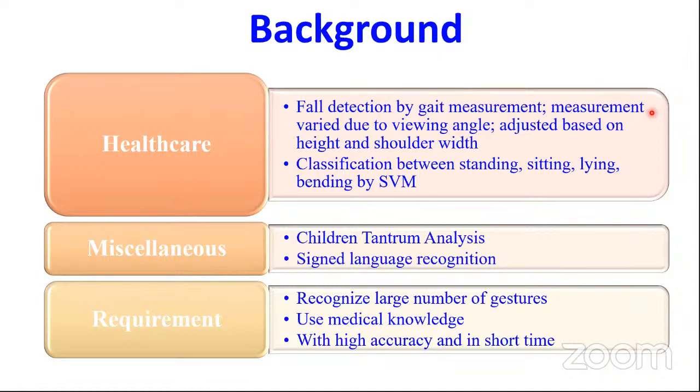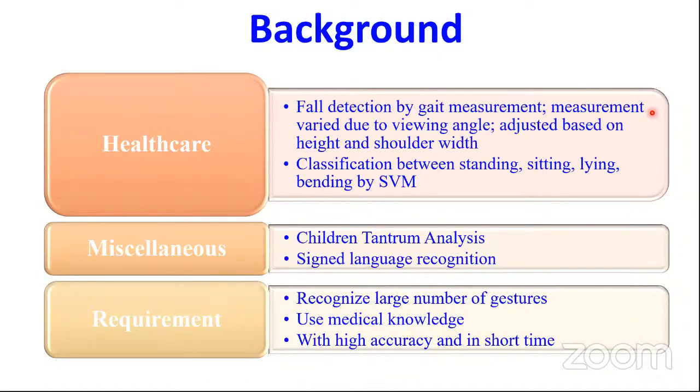Another in the domain of healthcare is the classification of different bodily gestures. There are some basic gestures, that is standing, sitting, and lying. These different gestures can be classified in the healthcare domain. These are the core areas of the healthcare domain where AI is applied. Apart from that, some of the other domains linked with healthcare are children's tantrum analysis and sign language recognition. We have another lecture in the class after next where sign language recognition will be discussed. That particular application domain is also going to be discussed.